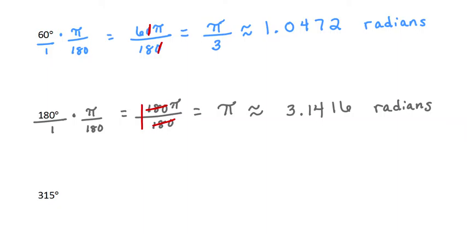Let's look at 315 degrees. So let's change colors again. Let's go to pi over 180.